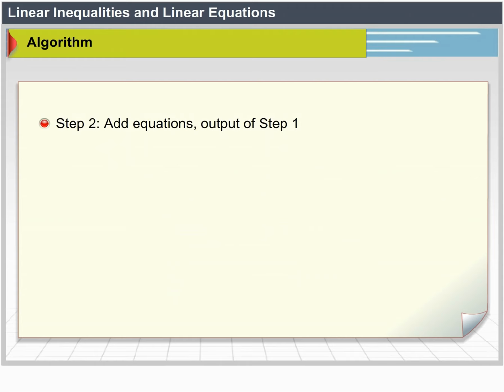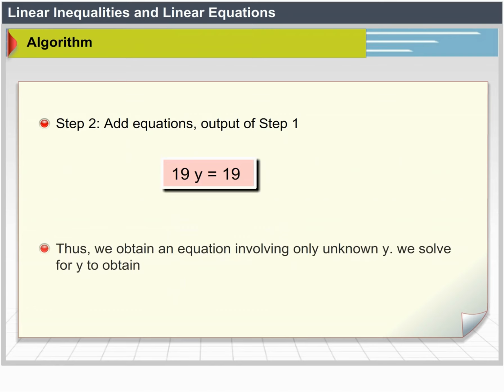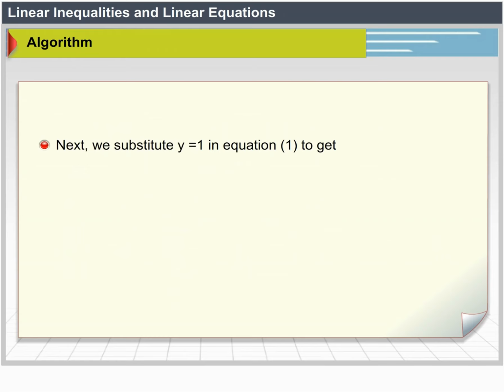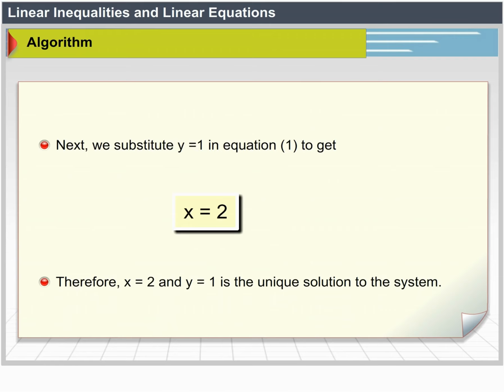Step 2. Add the equations output of step 1. 19y equals 19. Thus, we obtain an equation involving only the unknown y. We solve for y to obtain y equals 1. Next, we substitute y equals 1 in equation 1 to get x equals 2. Therefore, x equals 2 and y equals 1 is the unique solution to the system.